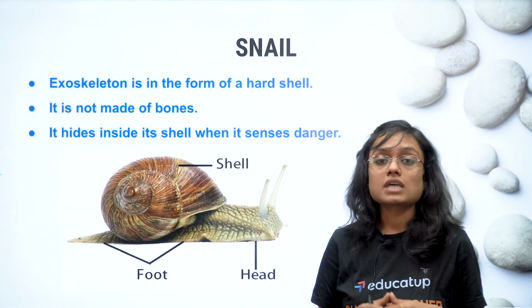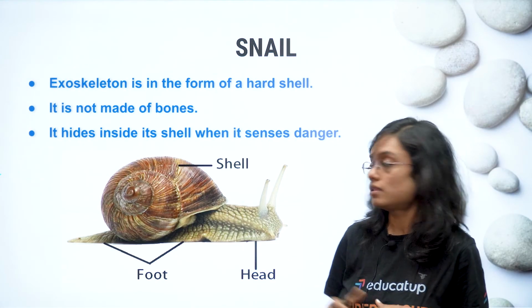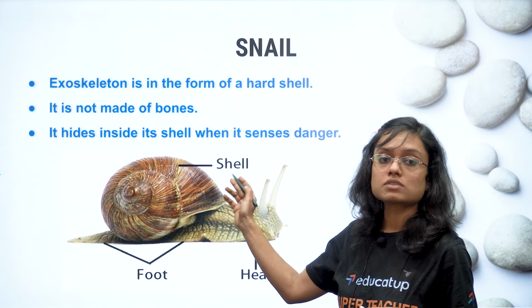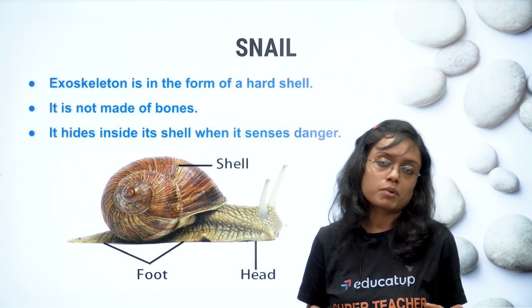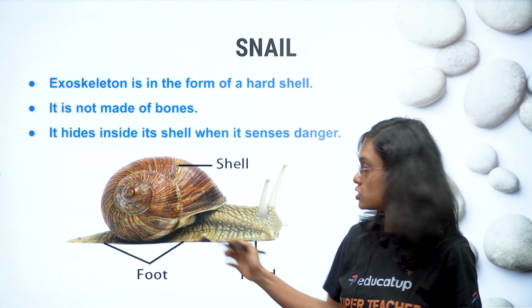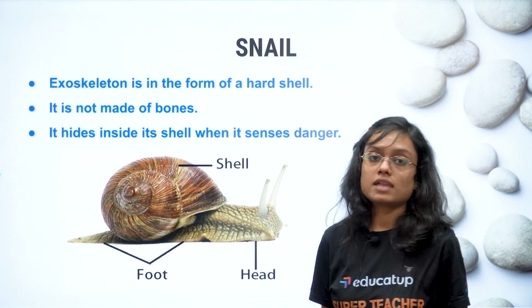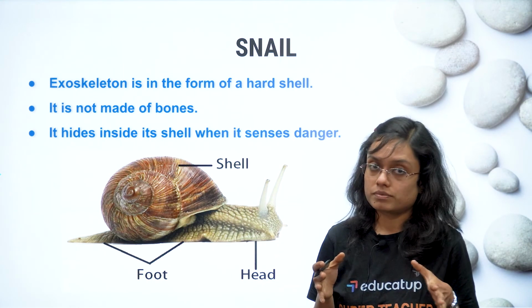Snail. The exoskeleton is in the form of a hard shell. You can see the shell over here, that is the exoskeleton, but it is not made up of bones. It hides inside its shell. The body moves inside the shell if it feels any kind of danger.